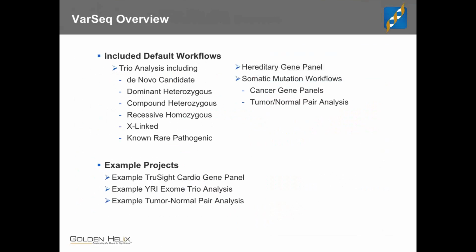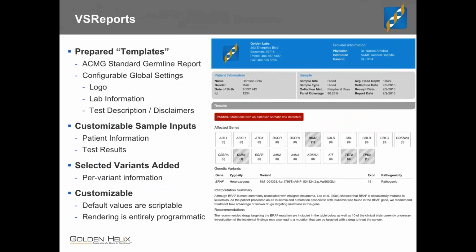All right, so to get you up and running as quickly as possible, that's always our goal. We ship with default workflows for things like trio analysis and hereditary gene panels and somatic mutations. And from these default workflows, you can certainly customize those workflows to make it your own and fit what your lab is doing. We also ship with example projects in case you want to try out VarSeq, but don't quite have data available to you yet.